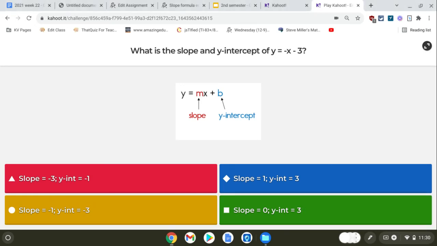All right, so we're going to be looking through this Kahoot to review for our little quiz on linear functions. The first question is just identify the slope and the y-intercept. So you can see here, whenever it's in y equals mx plus b form, the slope is just that number that's attached to the x, which is like an implied 1. So it's going to be -1 for our slope. And then the other number, -3, that's going to be our y-intercept.